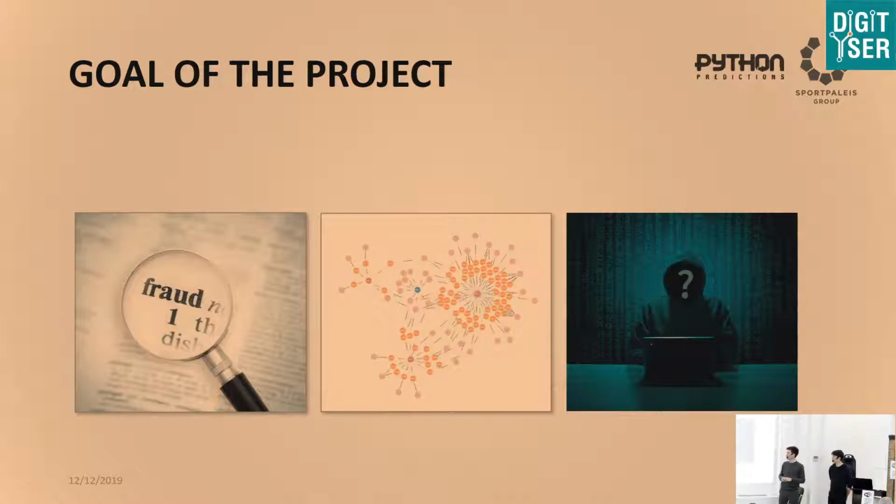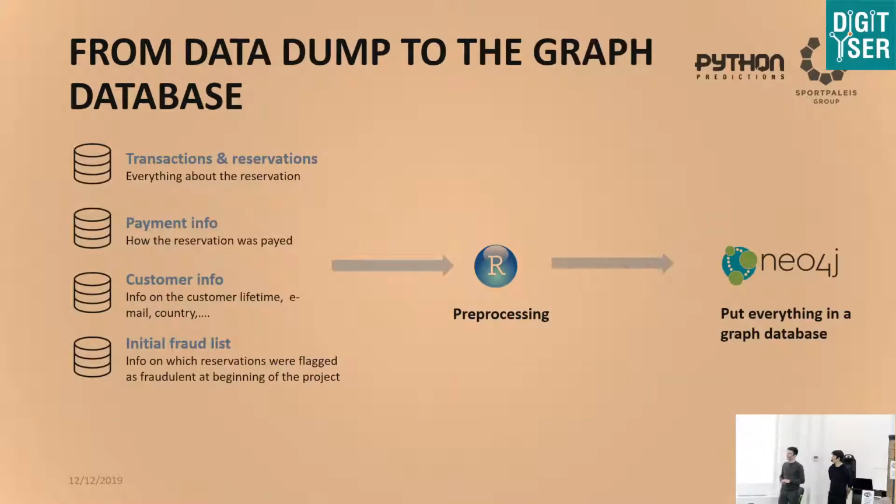And maybe a 4th goal, but it's not really on the slide, was that it was for us at Python Predictions a nice opportunity to also learn about Neo4j and to develop some more skills in graph databases using a real data set actually at Sportpaleis. So Manu delivered a nice data dump with a lot of details.